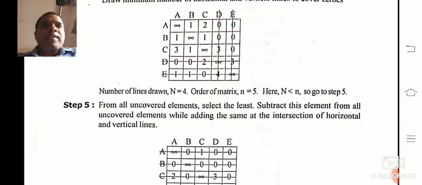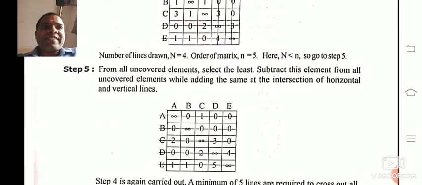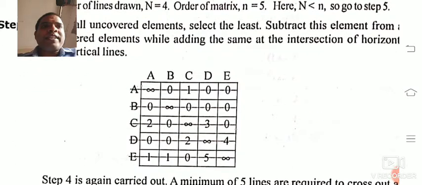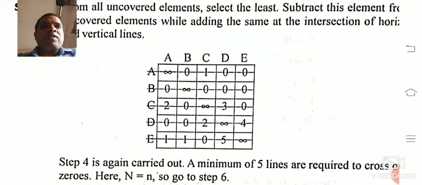Okay, we can subtract 1 from the uncovered elements and we can add 1 where the horizontal and vertical lines intersect. Okay, in step 5, the matrix you are getting is after adding 1 to the intersections of horizontal and vertical lines, and 1 is subtracted from the uncovered elements.